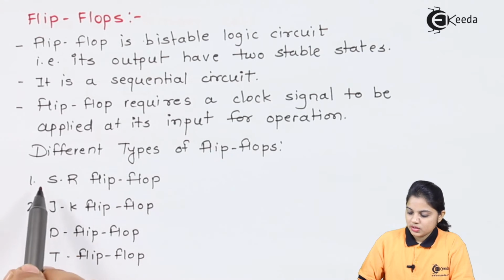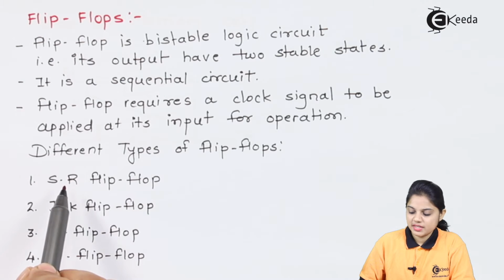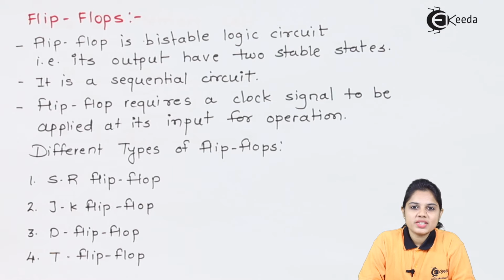Different types of flip-flop. The first type is the SR flip-flop. S stands for set, R stands for reset. Whenever there are two states, the flip-flop can be either in a set condition or in a reset condition. So the name given to that particular flip-flop is SR flip-flop.